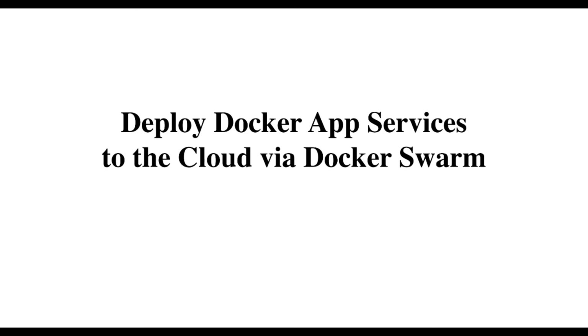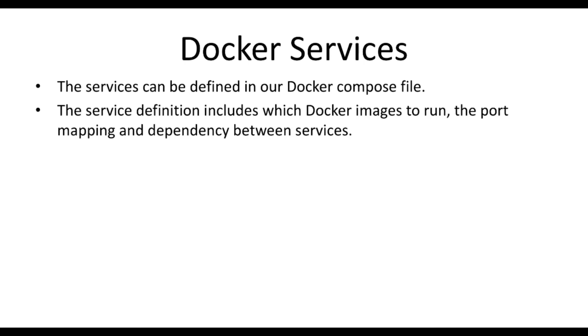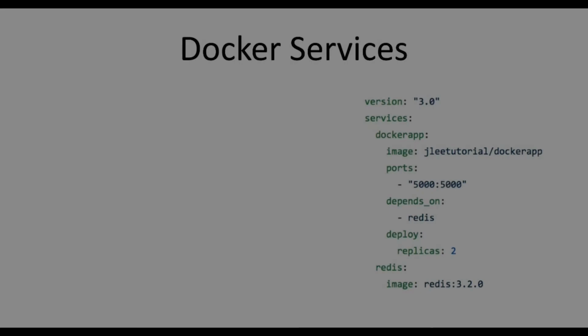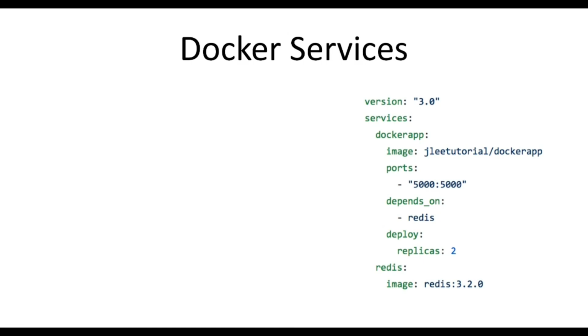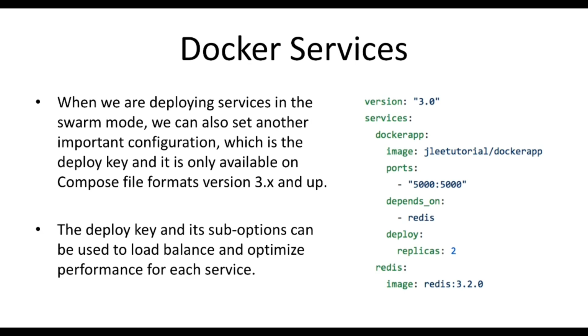In the previous lectures, we have created our swarm cluster. In this lecture, we're going to actually deploy our services to the cluster. The services can be defined in our Docker Compose file. We have previously defined our Docker app and Redis services in the Docker Compose file. The service definition includes which Docker images to run, the port mapping, and the dependency between services. When we are deploying services in the swarm mode, we can also set another important configuration, which is the deploy key, and it is only available on Compose file formats version 3.x and up. The deploy key and its sub-options can be used to load balance and optimize performance for each service.